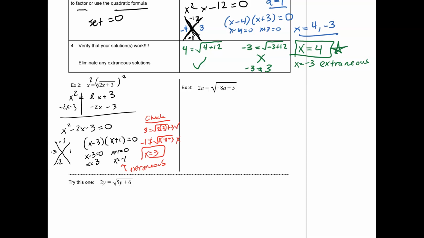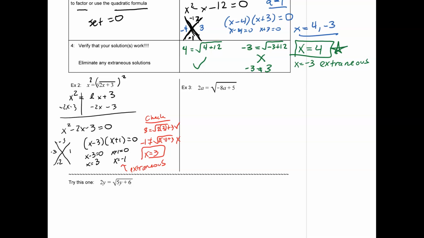All right, welcome back. Looking through example 2, the radical is isolated, so we square both sides. We move everything over to one side. I got x squared minus 2x minus 3 equals 0. Through factoring, I saw that my two solutions are 3 and negative 1.